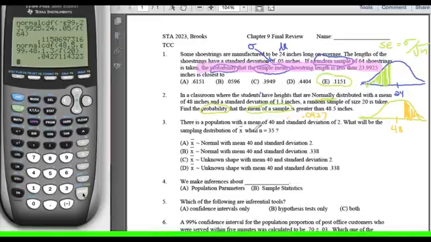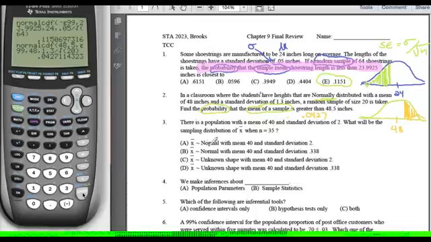Number 3 kind of plays off numbers 1 and 2. 3 says there's a population with a mean of 40 and a standard deviation of 2. So that's a parameter of 40 and a parameter of 2. Mu is 40, sigma is 2. What will be the sampling distribution of x bar? That's the sampling mean when n is 35.